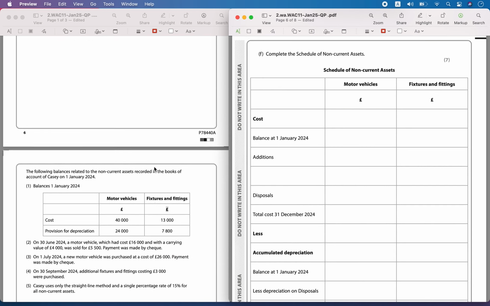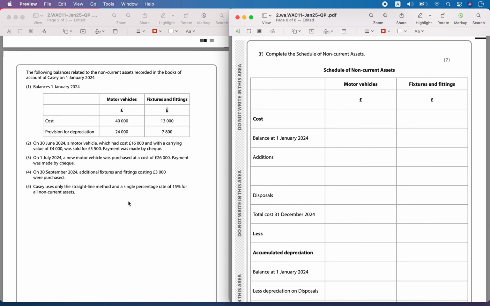Complete the schedule of non-current assets. Okay, so the information is given. Before that we had prepared the motor vehicles account, the provision for depreciation account and disposal account. So now let's start preparing the schedule for non-current assets. So the first one is the cost.